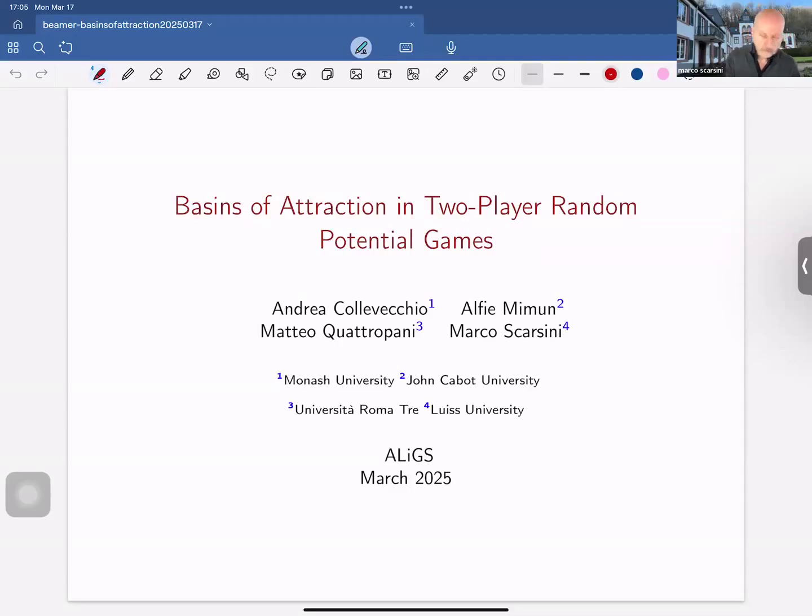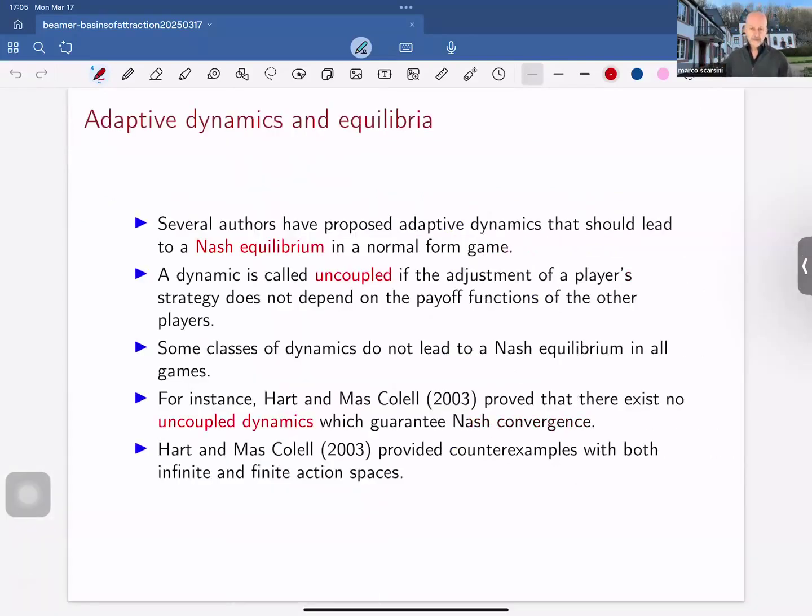So let me try to frame it in a way that's suitable for this series. There are many results in the literature about adaptive dynamics that should lead to a Nash equilibrium in a normal form game. In particular, if you look at dynamics that are called uncoupled, namely where the adjustment of a player's strategy depends only on his own payoff function, not on the payoff functions of the other players. It may depend on the moves of the other players, but not on their payoff functions.